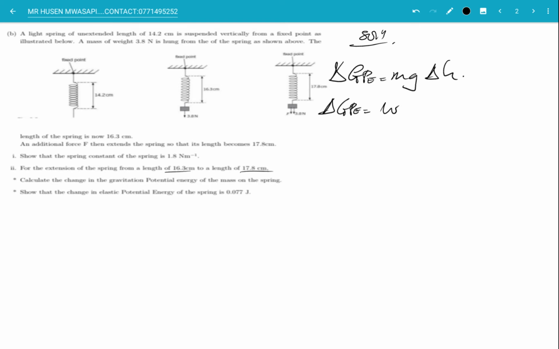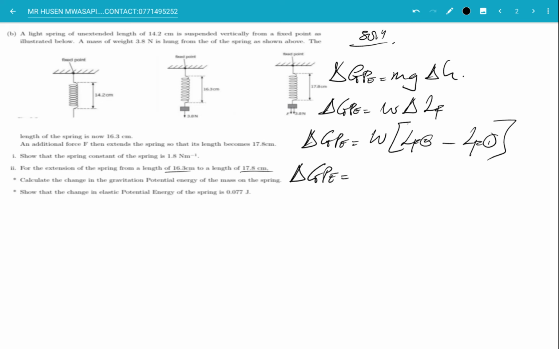So we say weight by the change in length, final. The change in gravitational potential energy is basically the weight multiplied by length final 2, which is this one here, minus length final 1, which is the one here. So if we do our computation, the change in gravitational potential energy is equal to the weight, which is 3.8, multiplied by length final 2, which is going to be this one, 17.8. Since it's in centimeters, we need it to be in what?